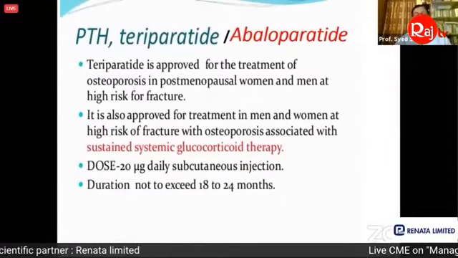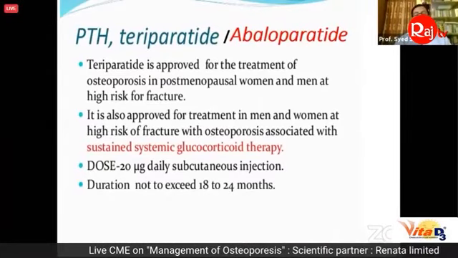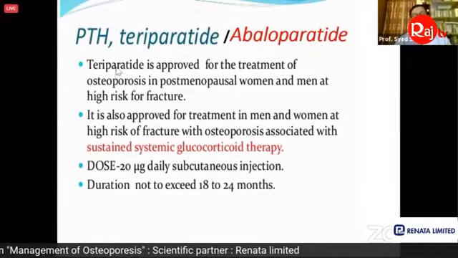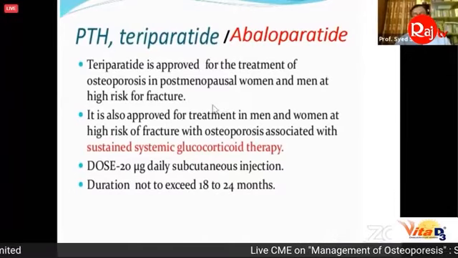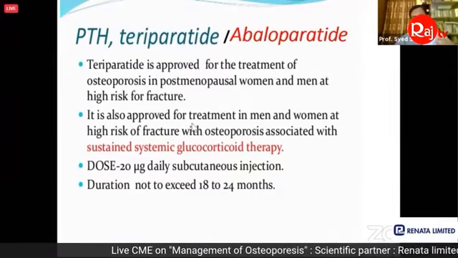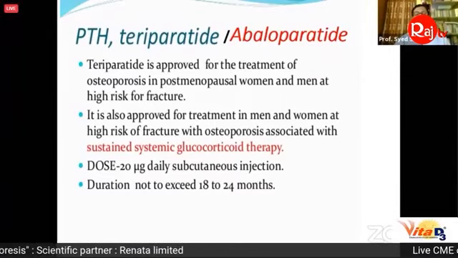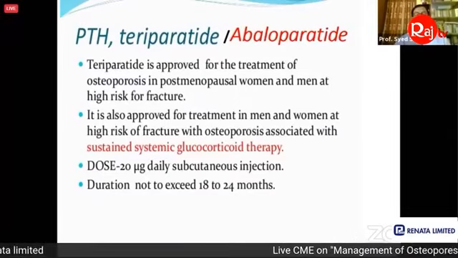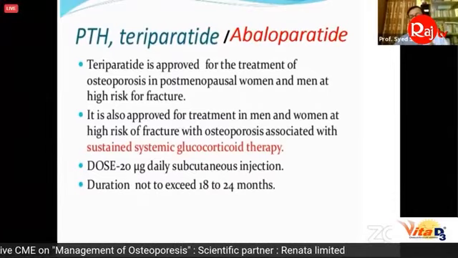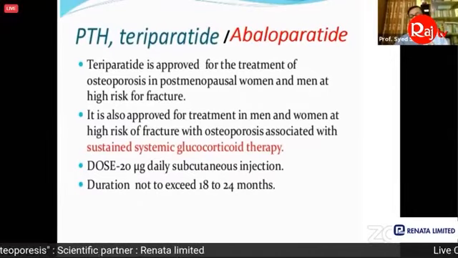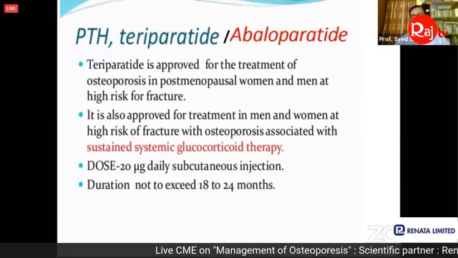And teriparatide. Teriparatide is one of the well-known drugs used in different countries, especially in America. It is a parathyroid analog approved for the treatment of osteoporosis in postmenopausal women and men at high risk of fracture. It is also for patients who cannot avoid glucocorticoid therapy, and we usually prefer this drug. Dose is 20 microgram daily by subcutaneous injection, but it should not be continued more than 2 years, 18 to 24 months. If you stop it, you will go for anti-resorptive drugs like bisphosphonate.